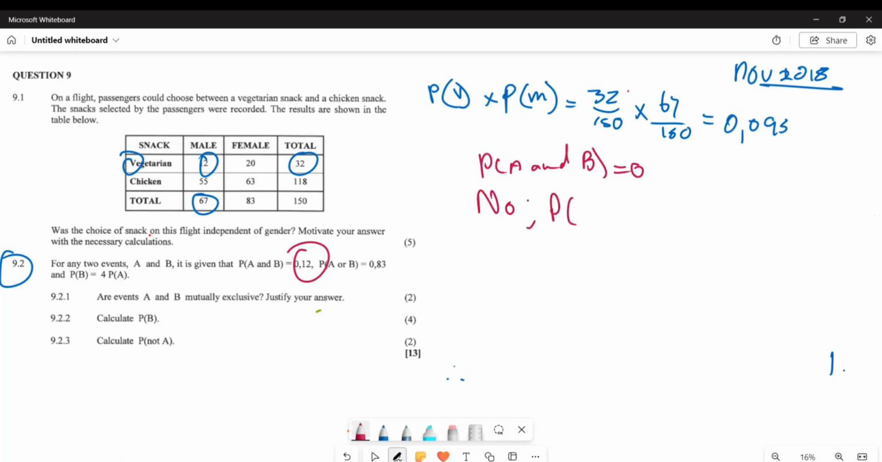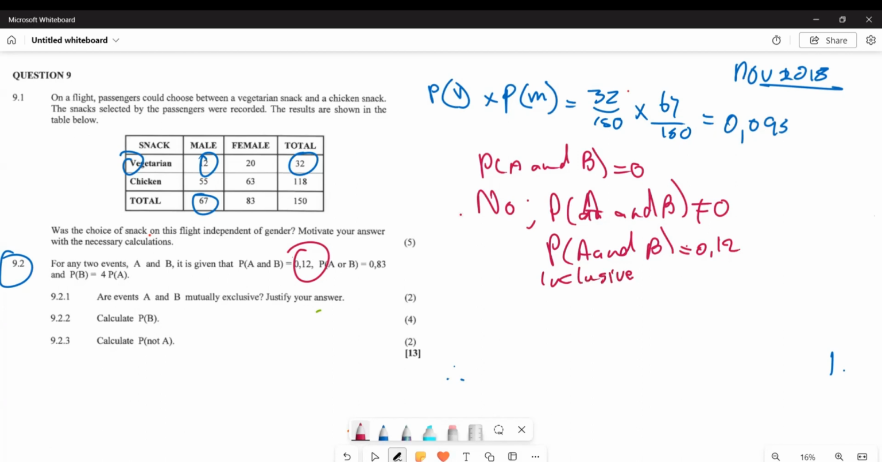Because the probability of A and B is not equal to 0. It is actually equal to 0.12. So therefore, these are inclusive rather than exclusive altogether. So that is going to be the first question.